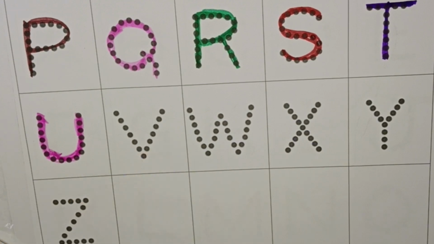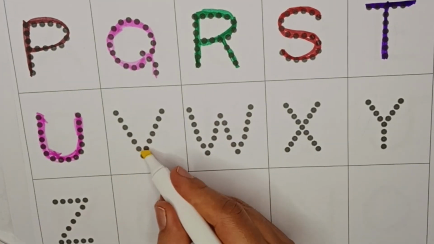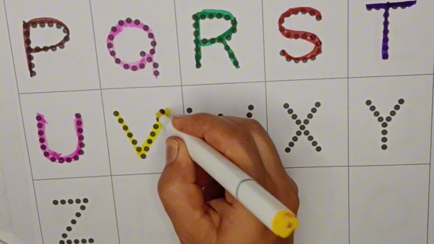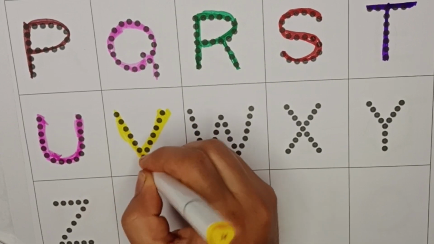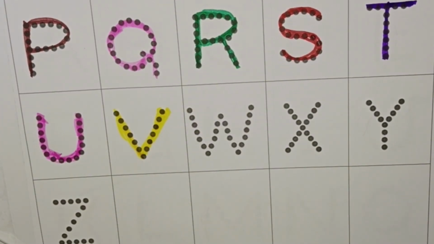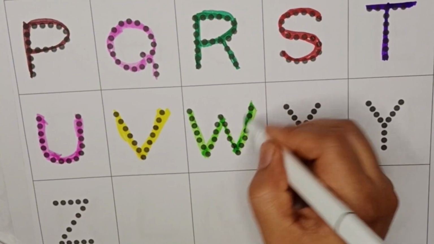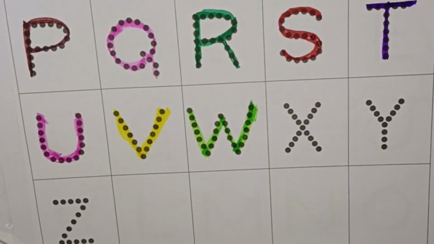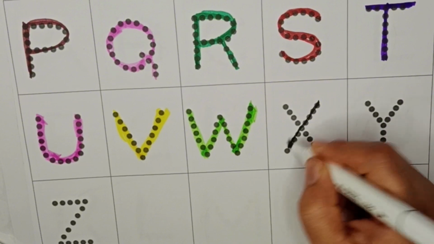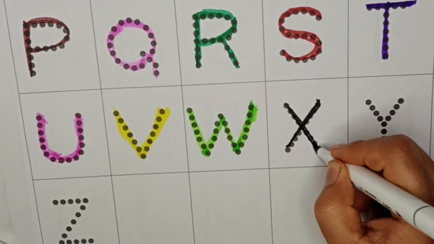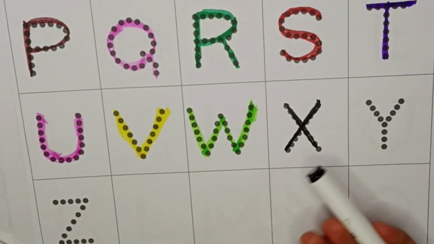V. V is for volcano and the color is yellow. W. W is for watch and the color is light green. X. X is for X-ray and the color is black.